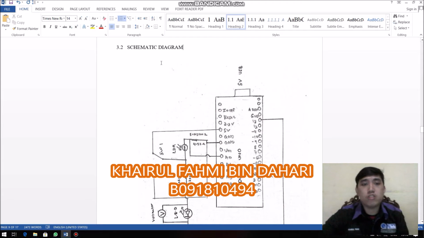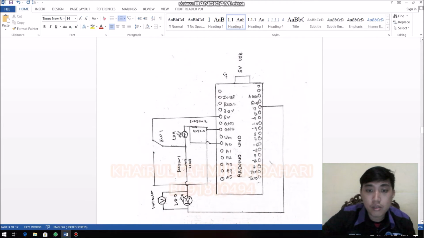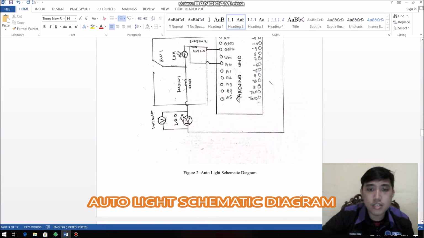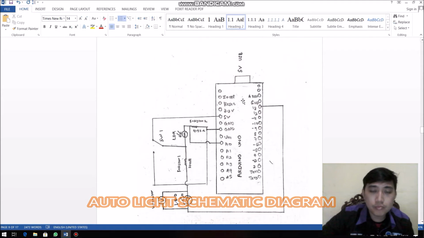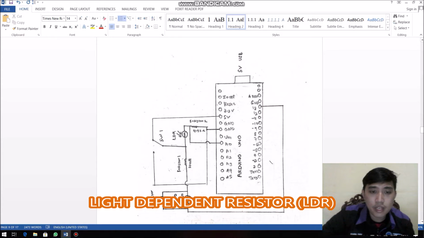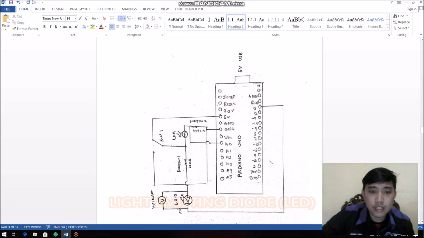So today I want to explain about the schematic diagram. This figure shows the auto light schematic diagram. Here we can see the Arduino UNO, and then we have two resistors, resistor 1 and resistor 2, and we have the LDR sensor, and we have the light emitting diode.